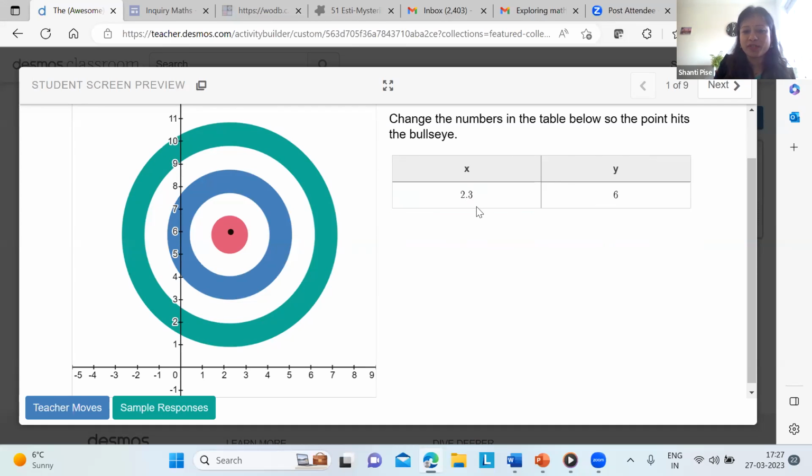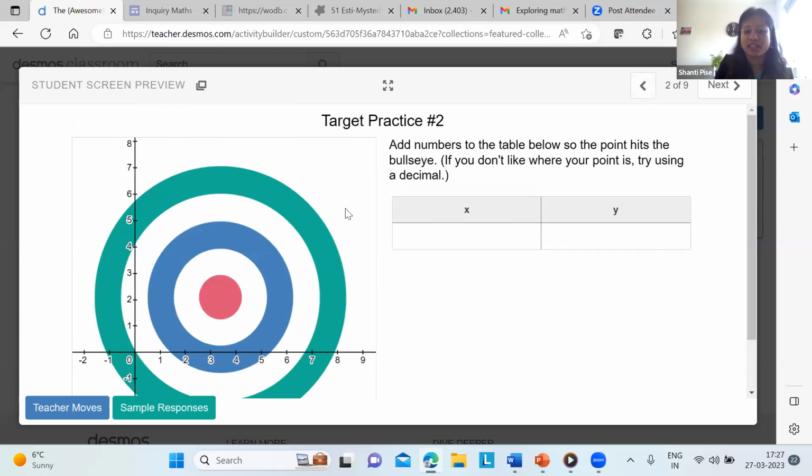Very nice. 2.4. Yes, you can go on improvising in this way and you can try to find out exactly the answer you want. 6 और 5.9 ले लूं अगर मैं सपोज, तो देखो थोड़ा और क्लोज आ गया. या 5.9 लेने से भी और क्लोज आ गया. So trying to find out what would be the x coordinate and y coordinate and trying to explore the target. So similarly here, one more way, this is for practice.